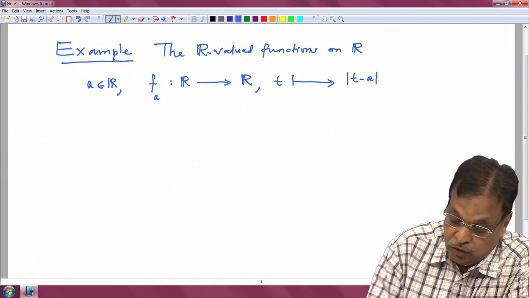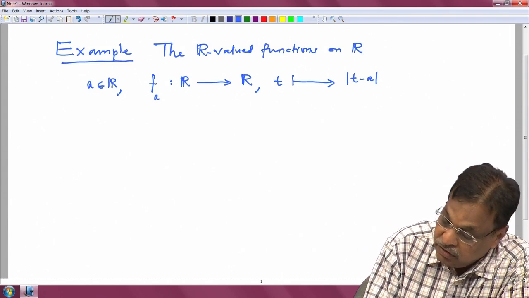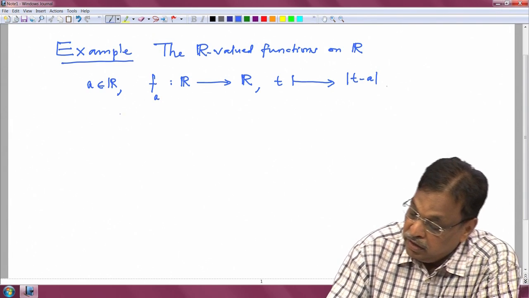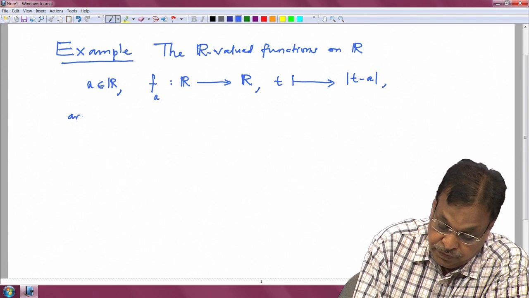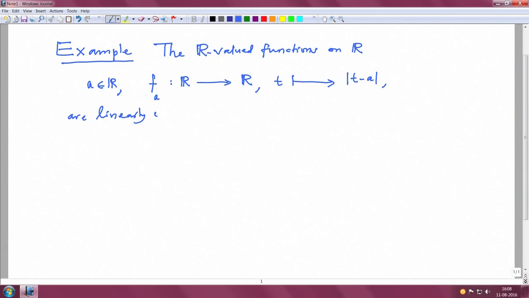We would like to check that these functions are linearly independent over R. So, let us try to prove this. This is really a very simple proof.